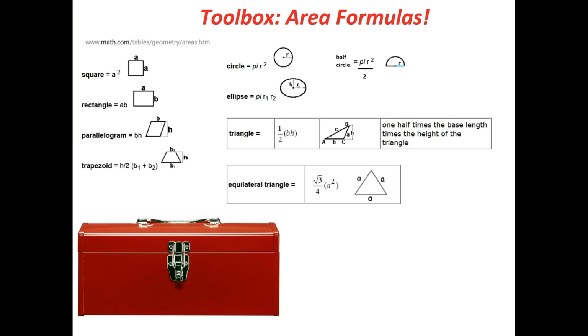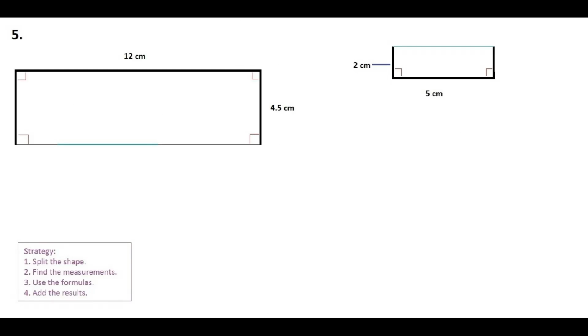All right, so let's look at our toolbox. The only formula we need is the one for our rectangle. We're going to use it twice, okay? So the area for a rectangle is A times B, or length times width. And so here we go. We have A times B plus A times B. If we add them both up, we're going to get our total area.